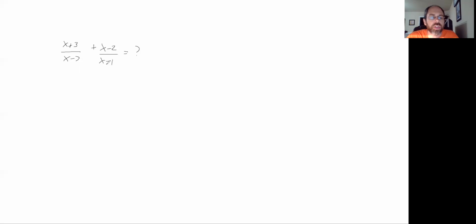How am I going to simplify something like this? I need the least common multiple of these two denominators so I can put these on the same terms. Now here, remember, whenever we're looking for the least common denominator, what do we do? We take the factors of these things. Now in this case, these have no factors other than 1 and themselves. They can't be reduced any further.